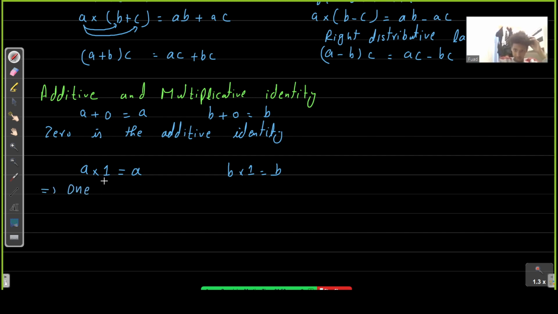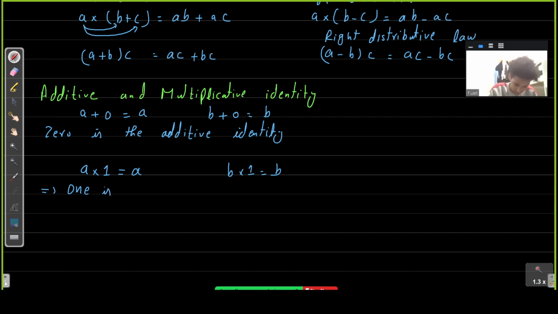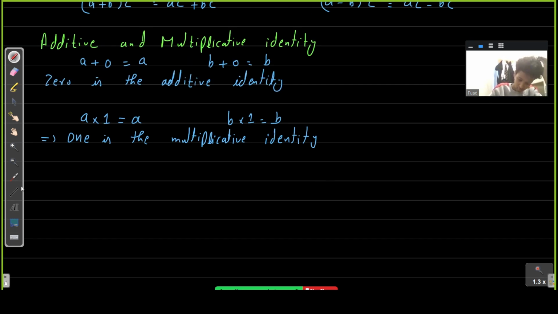Because if I multiply 1 with any number, that number will remain the same. That number is not going to change. So 1 is the multiplicative identity. Next, I'm going to write down here additive and multiplicative inverse.